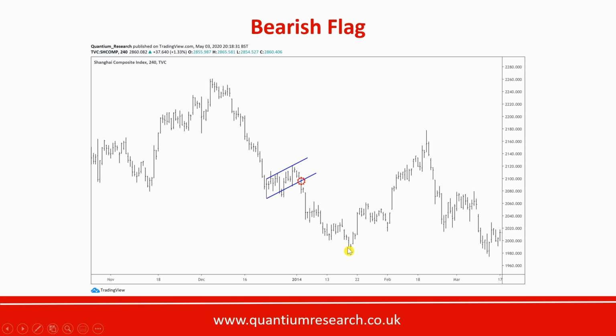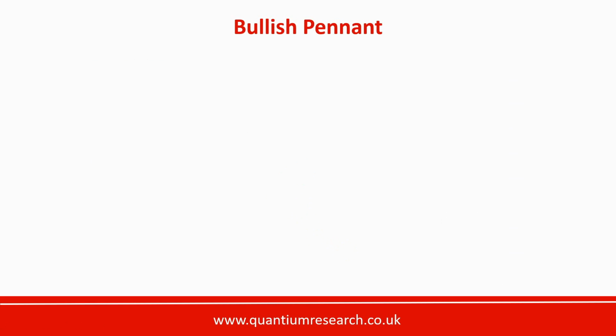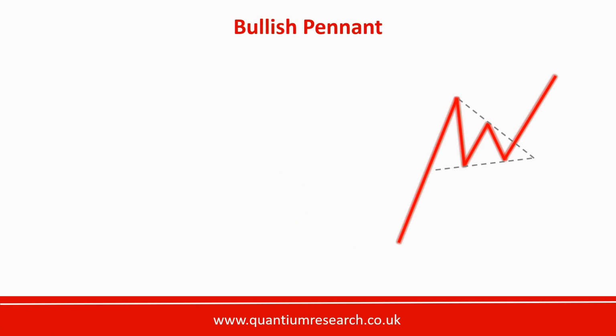Now we're going to look at a bullish pennant. Pennants are very similar to the flag patterns. The difference is that instead of a consolidation taking the form of a parallel channel, for pennants, the consolidation is a symmetrical triangle, shown here. That's the symmetrical triangle rather, not a channel.